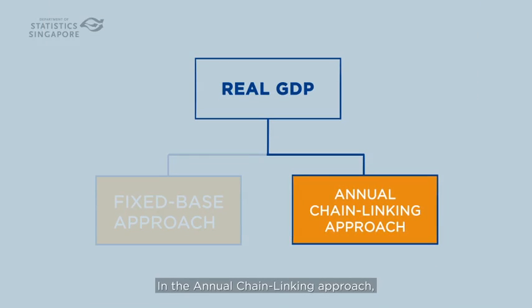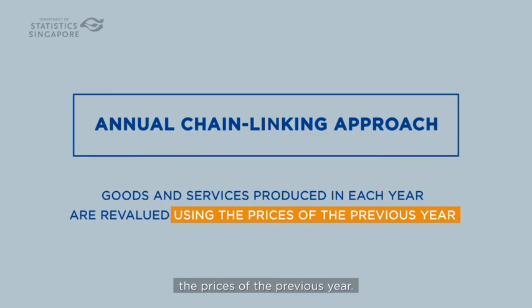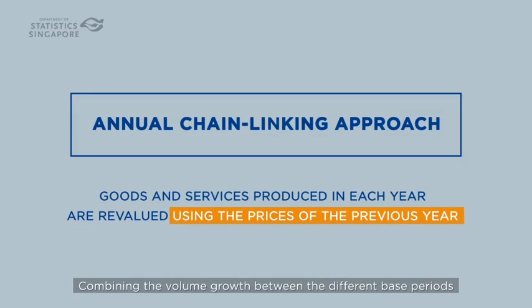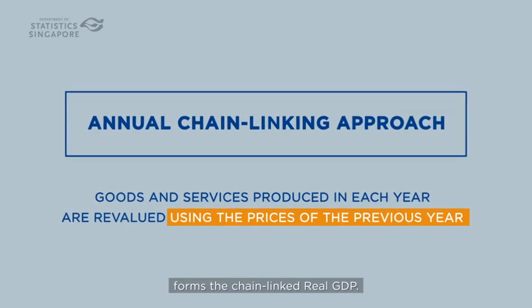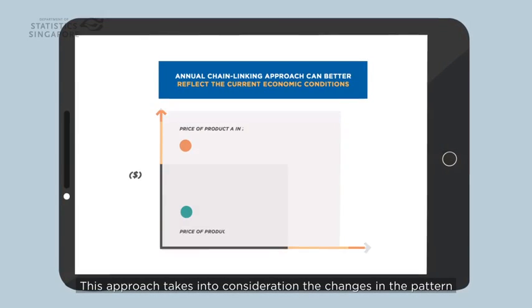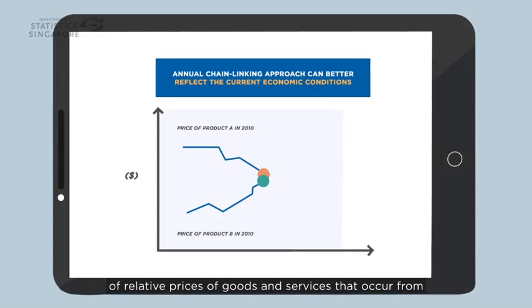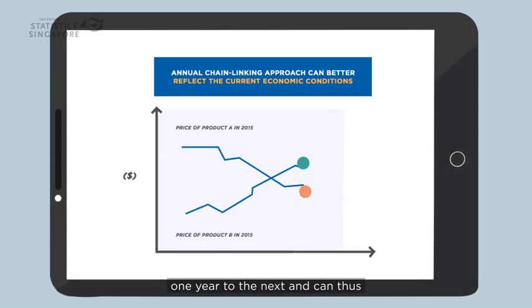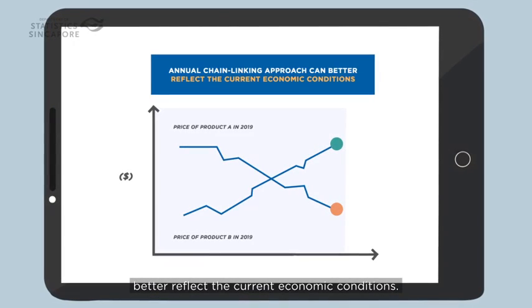In the annual chain linking approach, goods and services are revalued using the prices of the previous year. Combining the volume growth between the different base periods forms the chain-linked real GDP. This approach takes into consideration the changes in the pattern of relative prices of goods and services that occur from one year to the next, and can thus better reflect the current economic conditions.